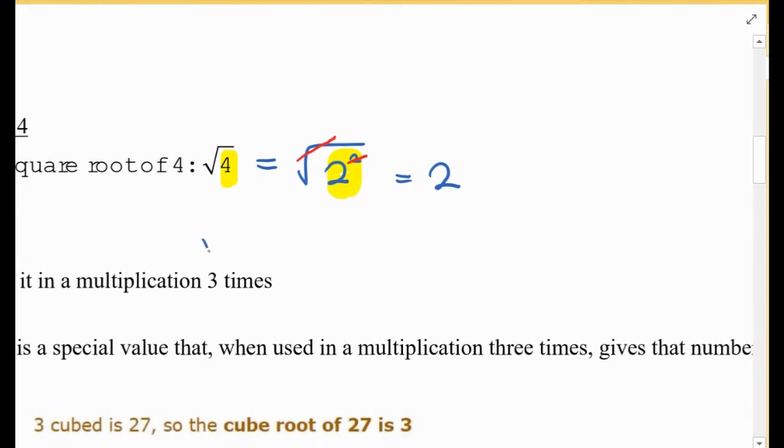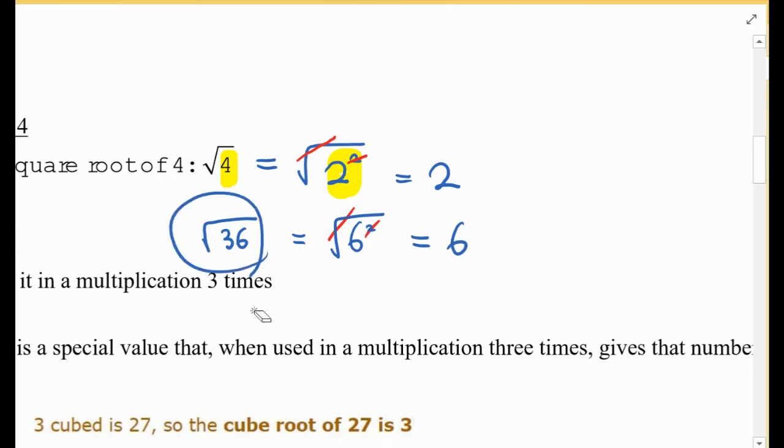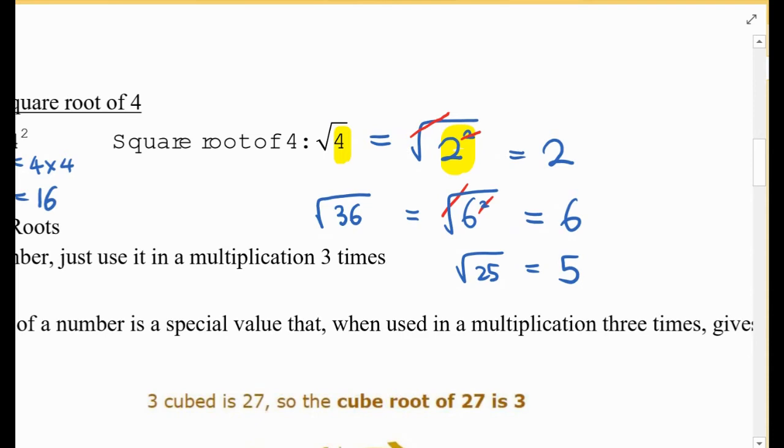What about this one? What if I ask you to find the square root of 36? What's the square root of 36? The answer is 6. Because the square root of 6 squared, when you cancel the square root and the exponent 2, it becomes 6. So the square root of 36 is 6. Right? What about the square root of 25? That is 5. Okay? So you should remember how to find the square root of a number.